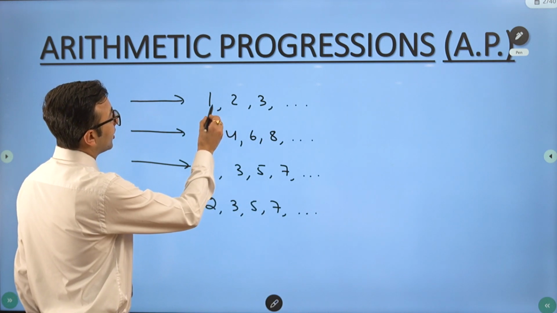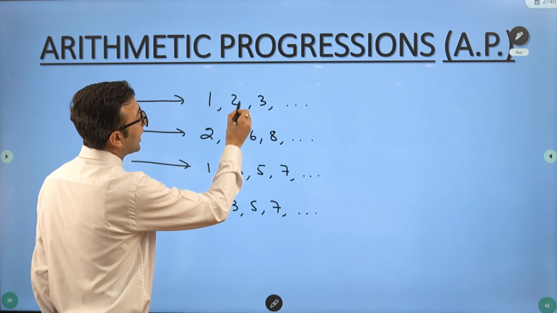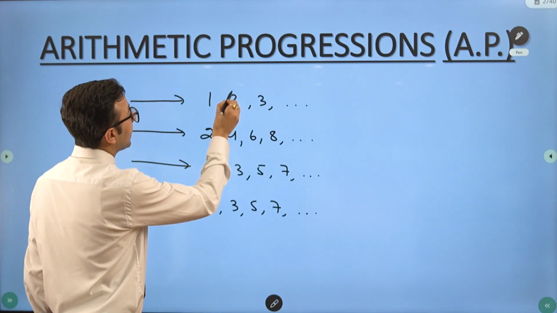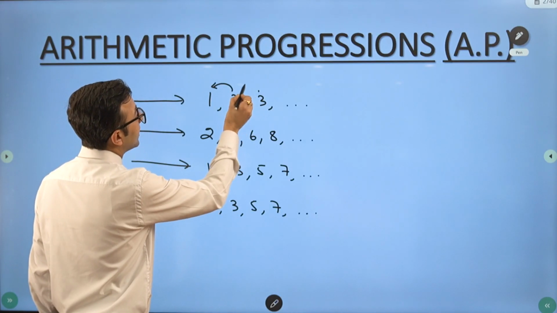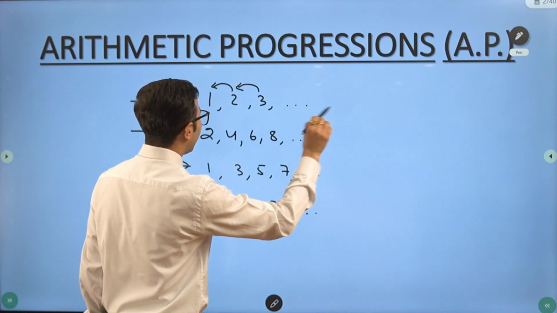First of all, look at here. This 2 is 1 more than this 1. This 3 is 1 more than this 2. That means the difference of 2 and 1 is 1. 3 minus 2 is also 1. So here we can say that the difference is 1.